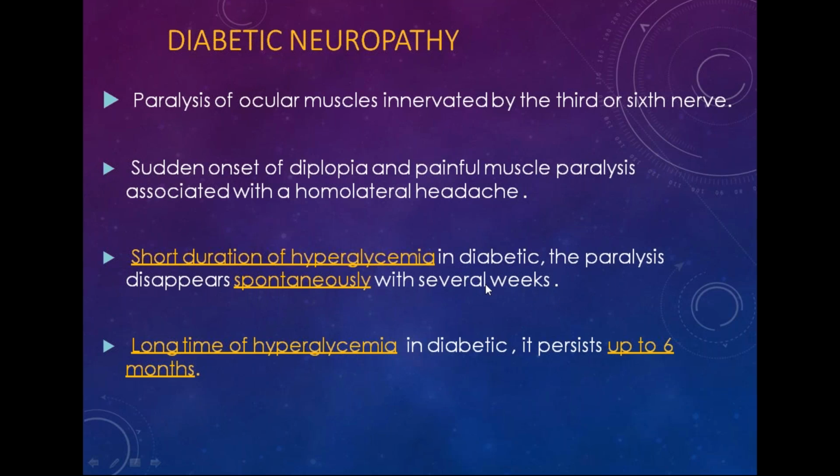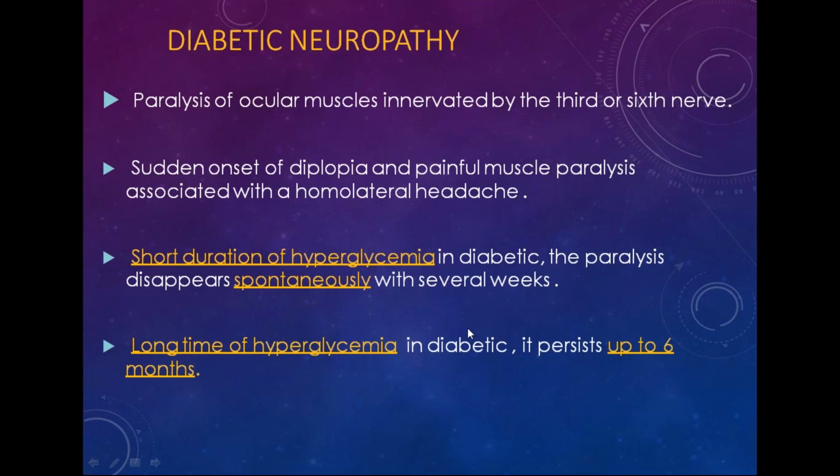The muscles regain normal activity, and diplopia and all these things will disappear. So you have to control the blood sugar level. Whenever a patient with diabetes comes with paralysis of the extraocular muscles, diplopia, and severe headache, you have to ask the patient to control the blood sugar levels. Once the blood sugar is controlled, it resolves spontaneously within several weeks.